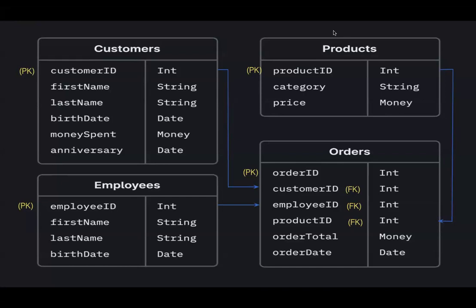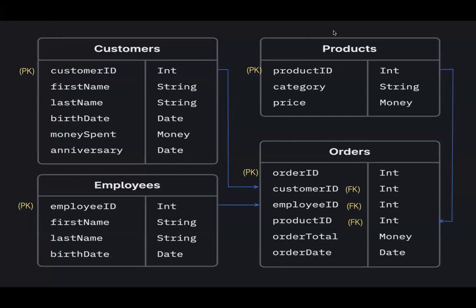For customers, we have the customer ID, first name, last name, birth date, money spent, which makes sense. The total money spent should be there. Then anniversary, this probably isn't as important, but if you want, you could have it. This just shows, I believe, how long the customer has been with us.